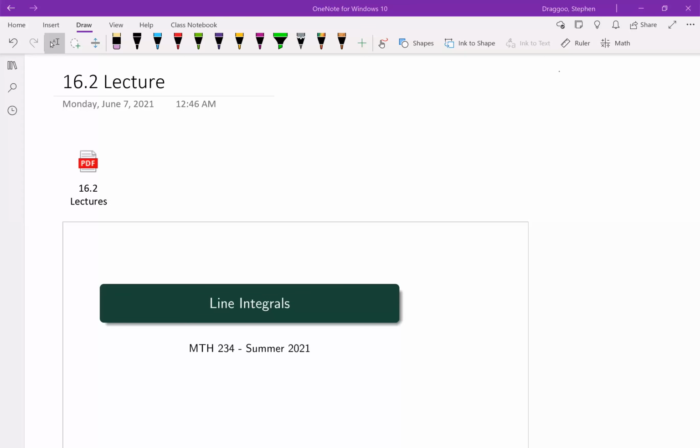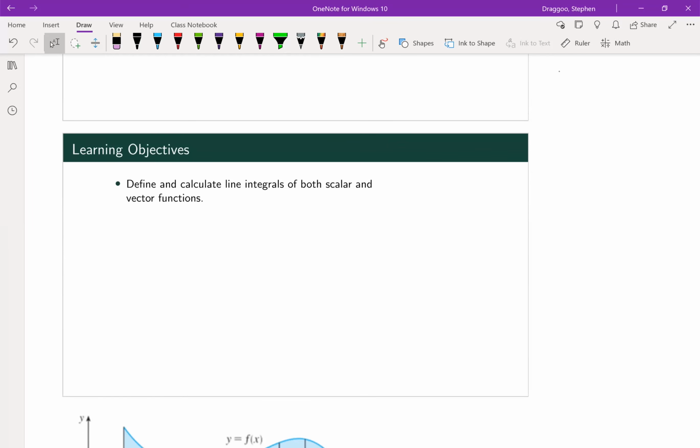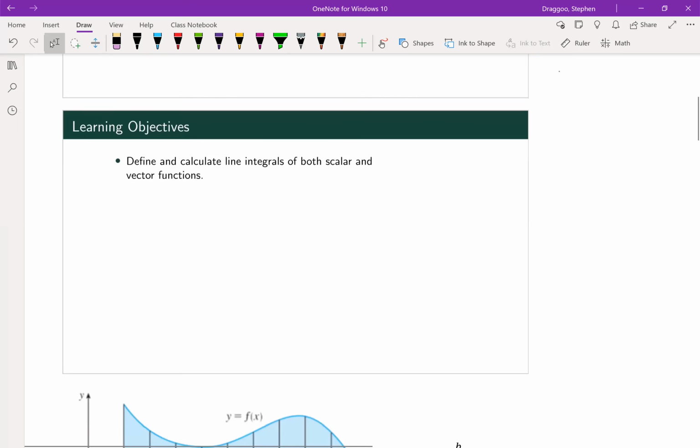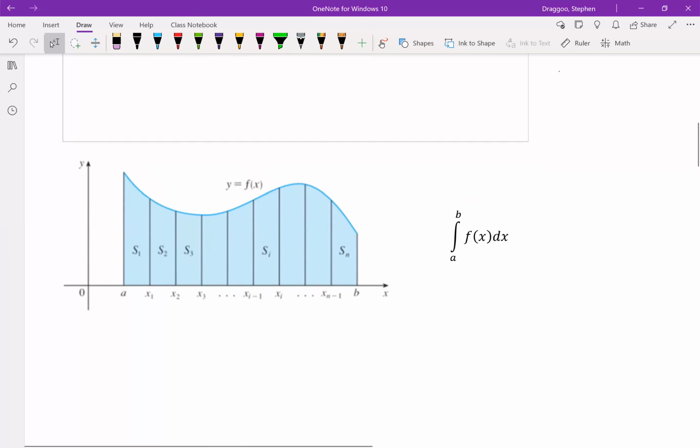All right, let's take a look at section 16.2, which is going to cover line integrals. So things we're going to hopefully learn will be to define and calculate line integrals of both scalar functions and of vector functions. So let's start by doing a quick review of an integral back from Calc 1.